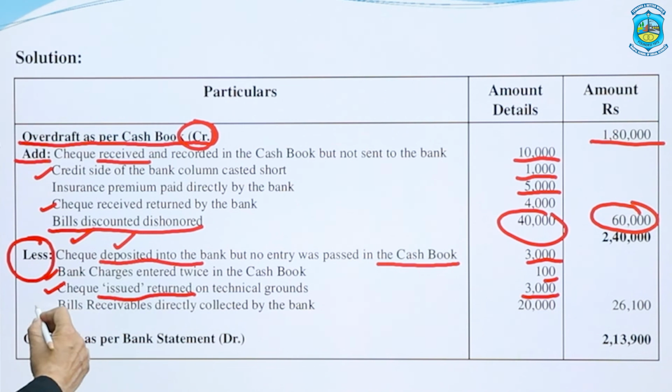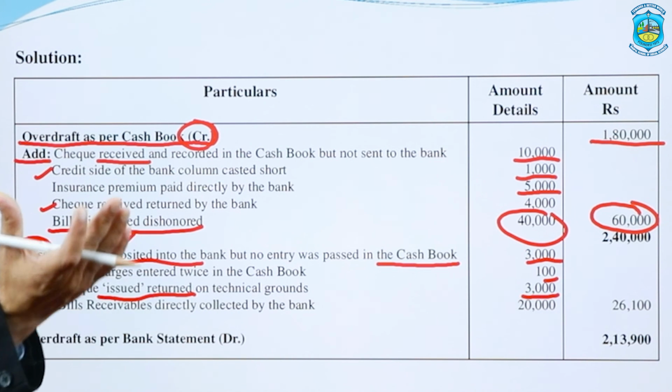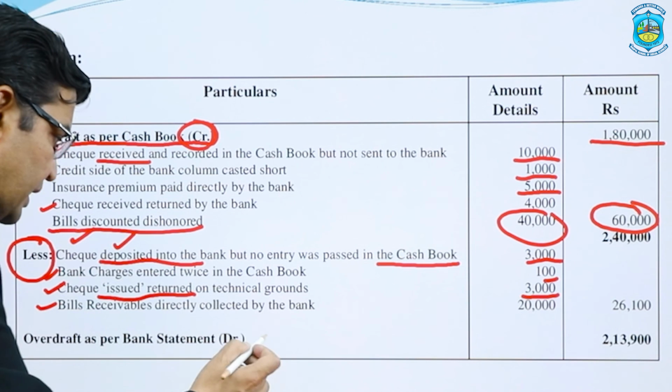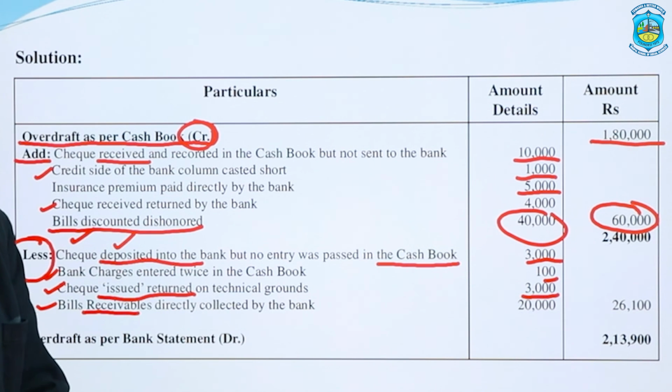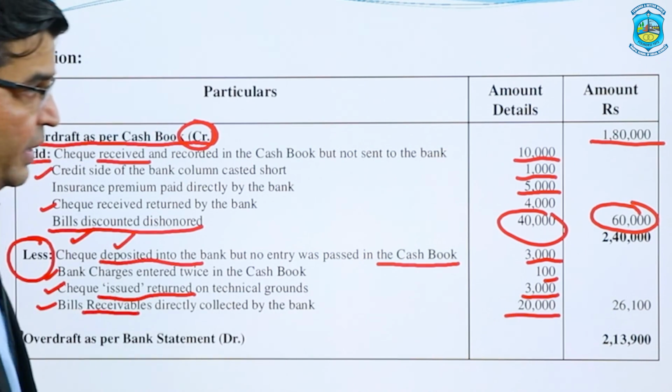And finally, bills receivable directly collected by the bank. So this 20,000 rupees worth of bills receivable has been collected or credited by our bank. So our bank account has, actually not wrongly, it has correctly been increased, but we did not record these bills receivable in our cash book. Therefore, the total amount of rupees 20,000 will be deducted.